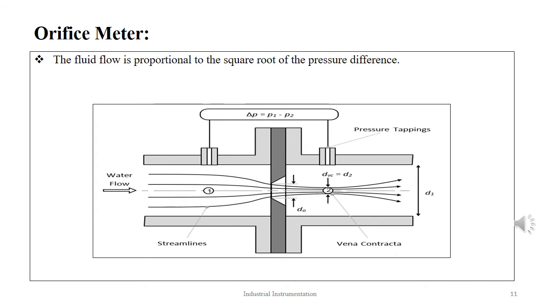The net pressure loss due to friction and turbulence across the orifice is typically about 65% of the pressure difference measured by the DP diaphragm. The fluid flow is proportional to the square root of the pressure difference. Again, we see how pressure tappings are positioned, one in front and one after the restriction.